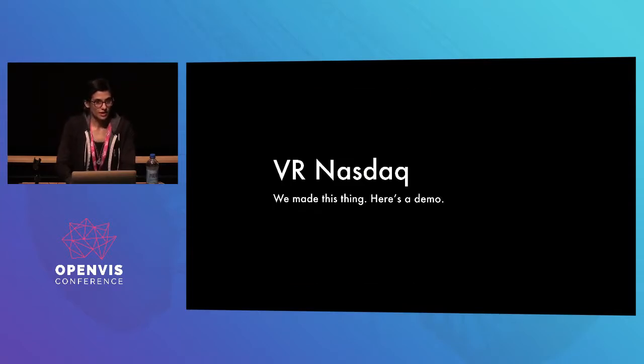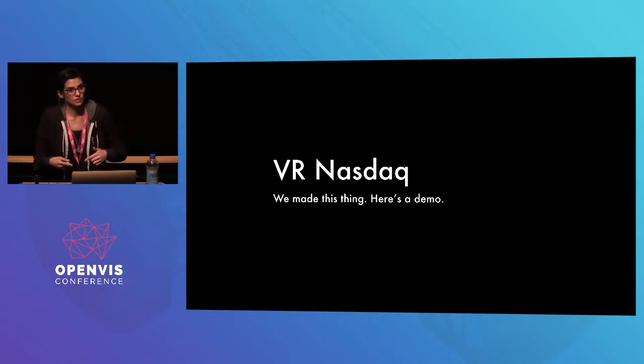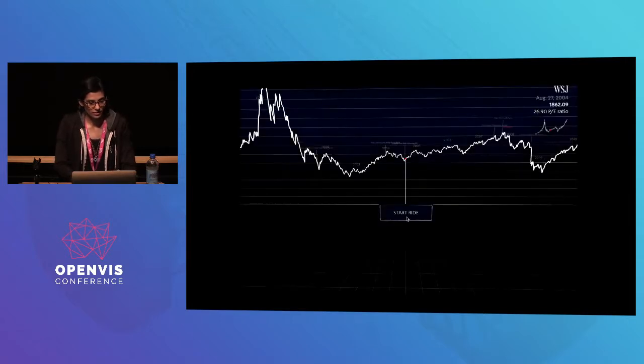So here at the Wall Street Journal, not here, in New York, we made this thing, the VR NASDAQ, that was pegged to when the NASDAQ broke its previous high from the year 2000, which was just about 1 year ago, almost exactly 1 year ago. And I'll show you a demo of that.